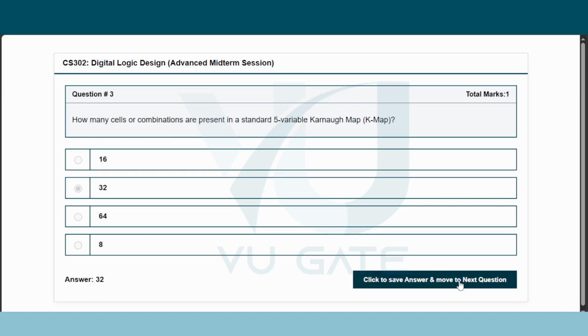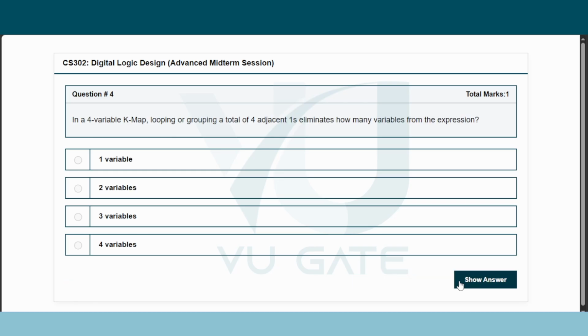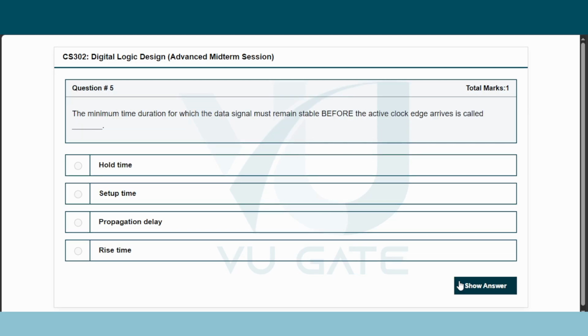Heading to question number 4. In a 4-variable K map, looping or grouping a total of 4 adjacent ones eliminates how many variables from the expression? The correct answer is 2 variables. Next up is question number 5. The minimum time duration for which the data signal must remain stable before the active clock edge arrives is called blank. The correct answer is setup time.